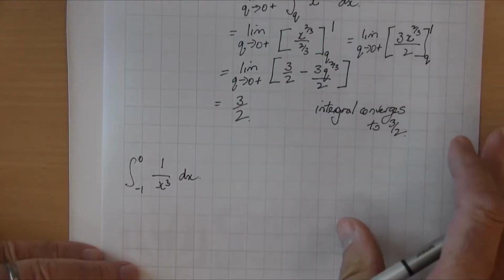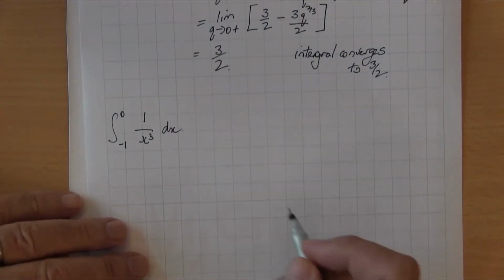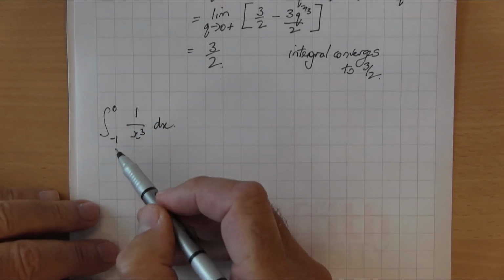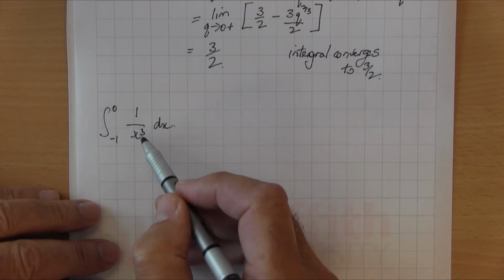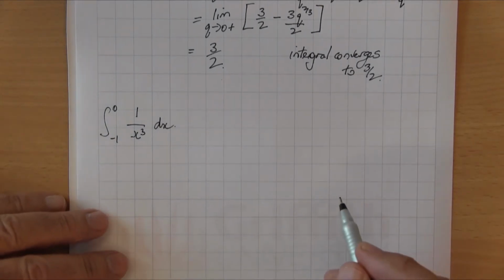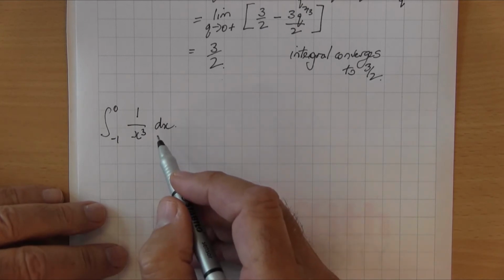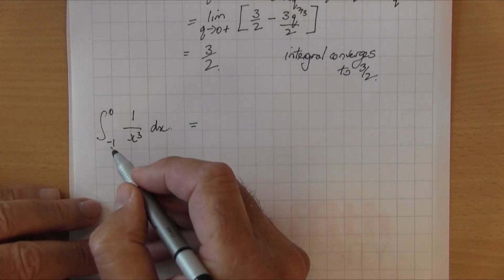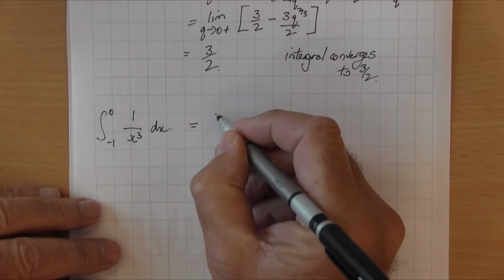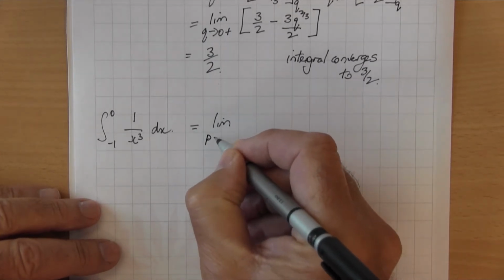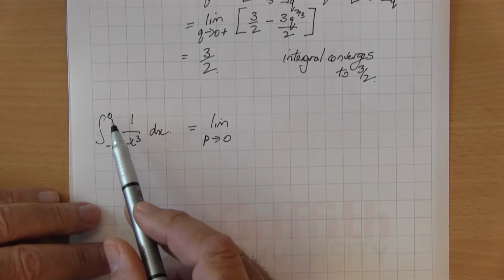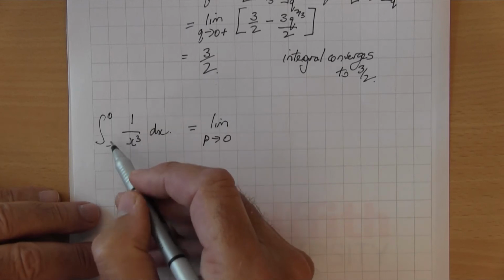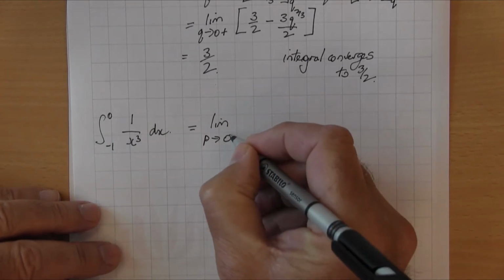Once again, this function is discontinuous over the interval of integration. So we're going to integrate between -1 and 0, and when x is equal to 0, 1 on 0 is undefined, so the function is discontinuous when x equals 0. So we tackle it in a similar way. Now because we're going from -1 to 0, we'll use a different letter. Instead of that 0 there, we're going to put p, but it's going to approach 0 from the negative side because we're going from -1 to 0.